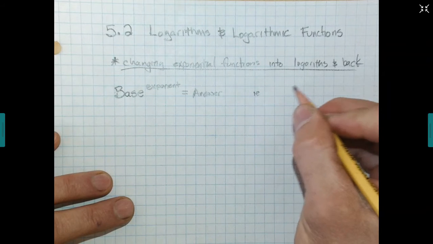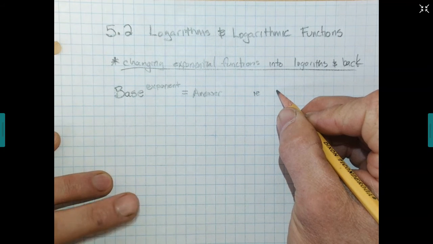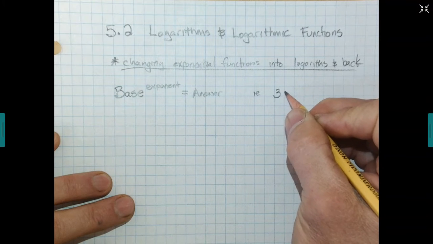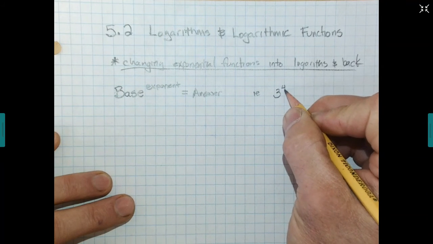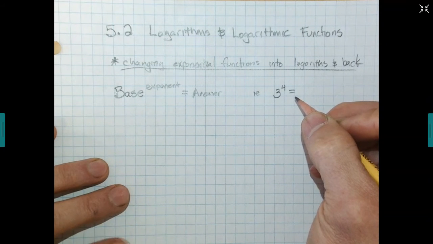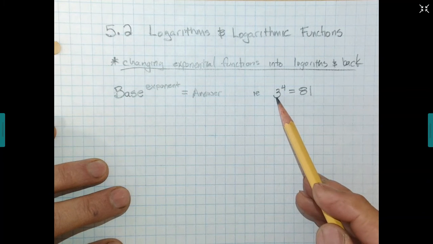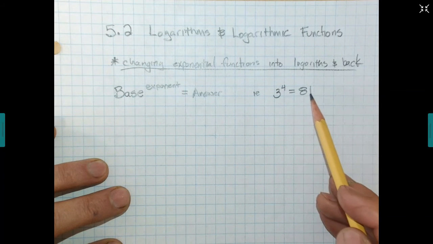Example, let's do 3 as our base to the fourth power. And that would be 3 times 3 is 9. 9 times 3 is 27. That would be 81. So our base, our exponent, and our answer.